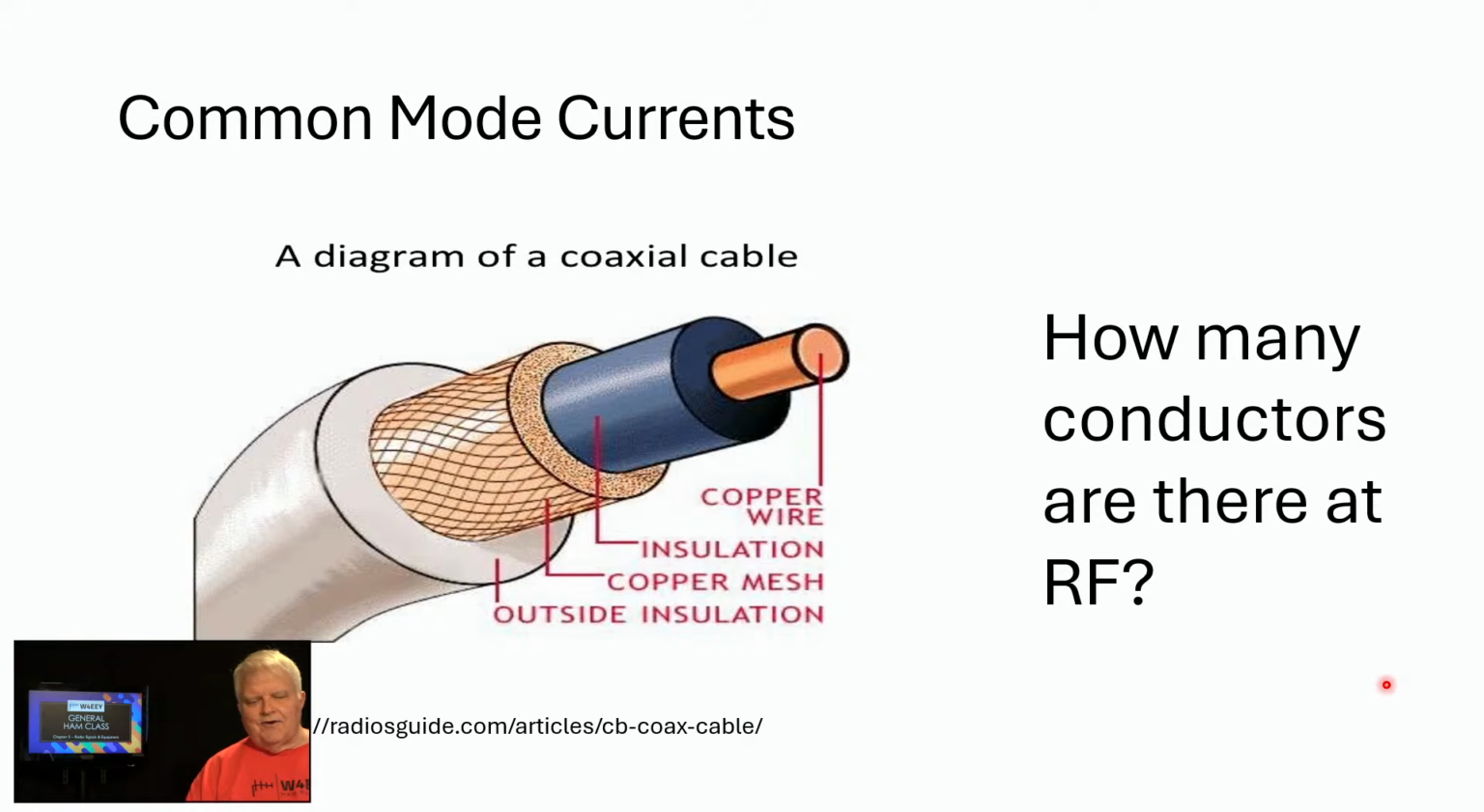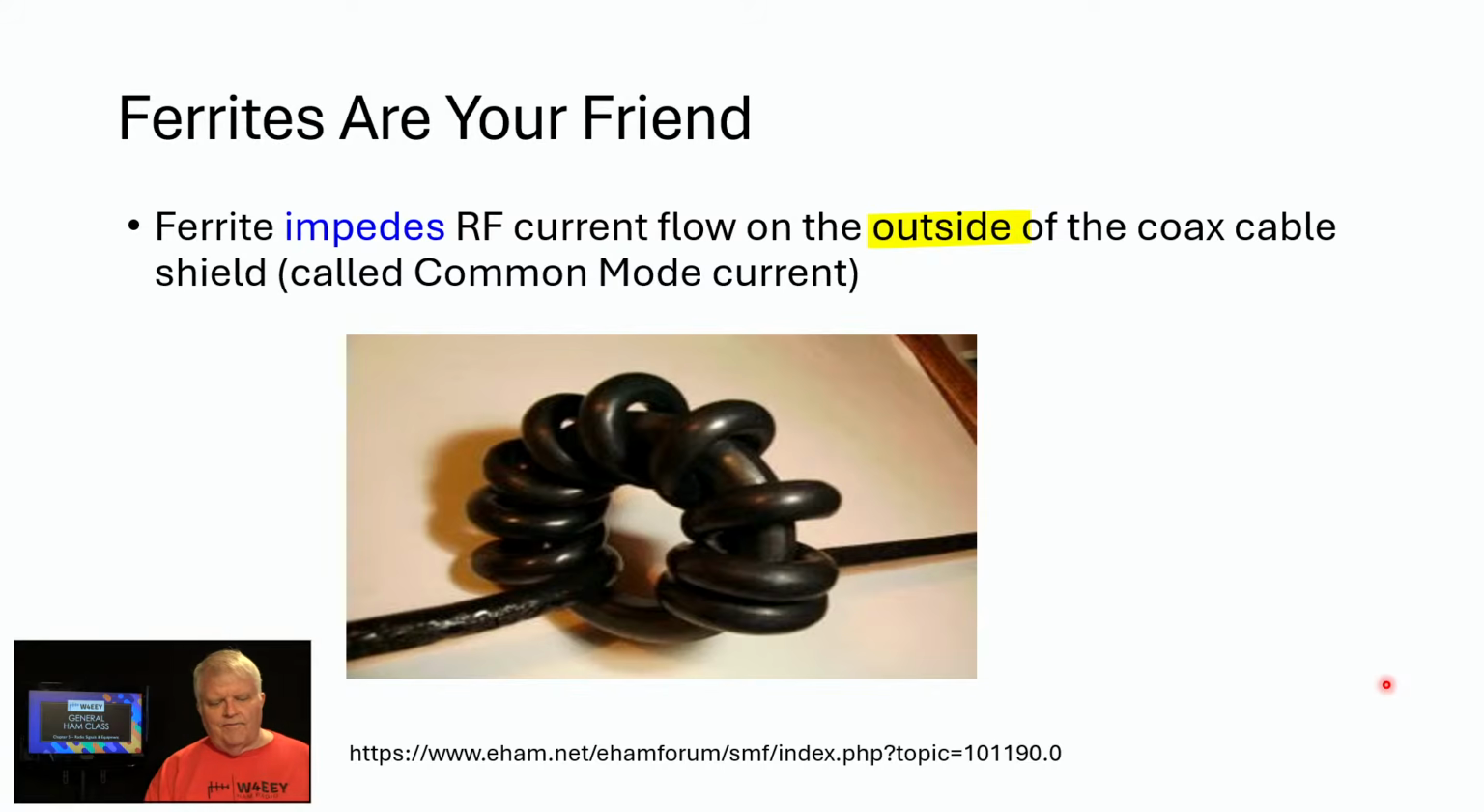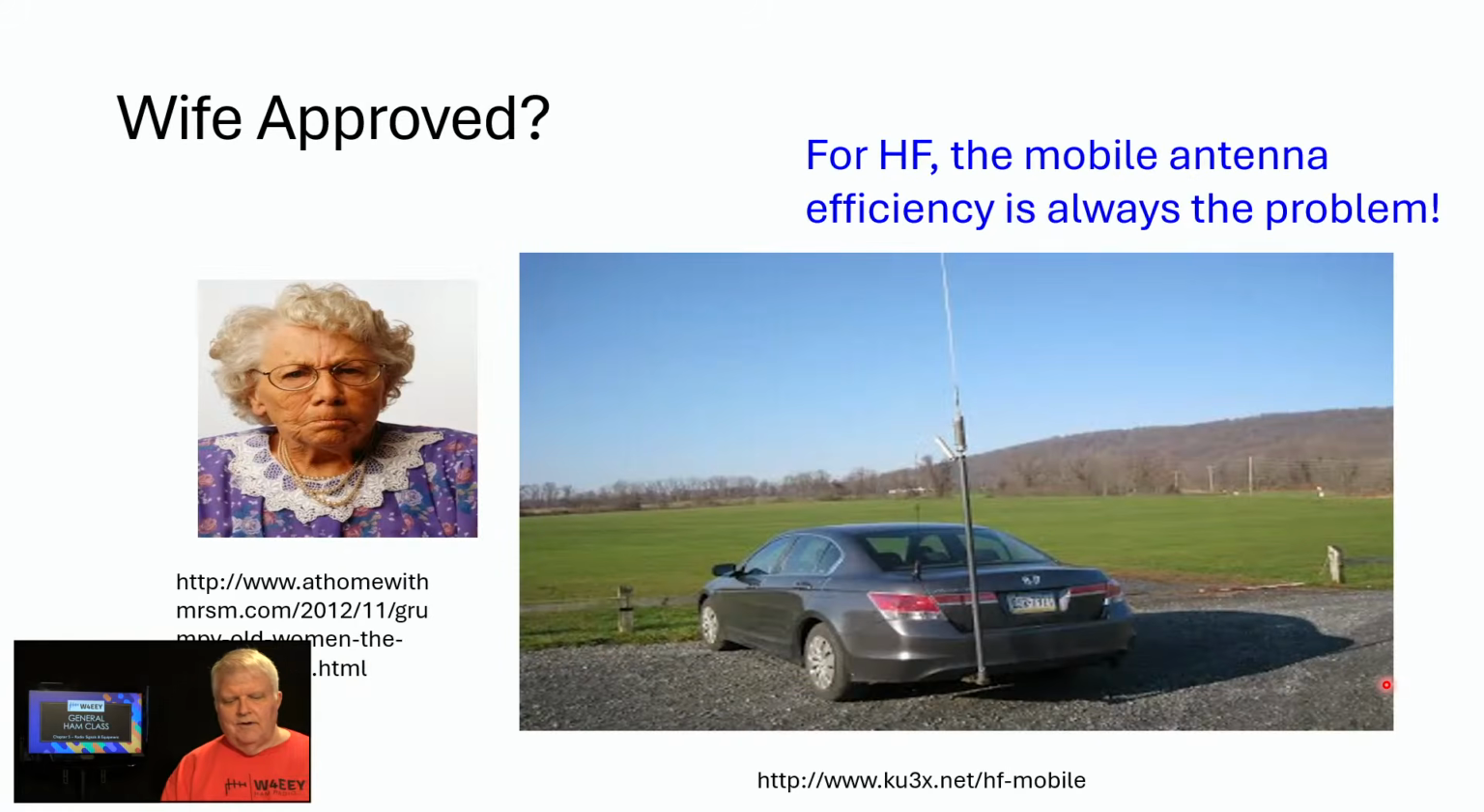There are 3 conductors in an RF coaxial cable, and it's the outer part of the shield that we're concerned about that can bring common mode noise and signals back into the ham shack. And so here's a ferrite toroid with a coaxial cable wound through it, which impedes RF current flow on the outside of a coaxial cable. Is your mobile antenna wife approved? Probably not. And for HF Mobile, it's the antenna that always presents the problem, because antenna efficiency is always pretty low.